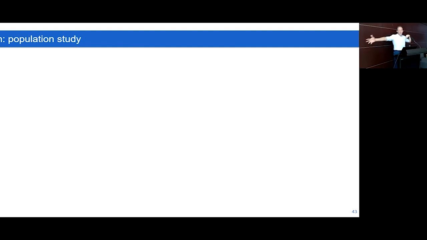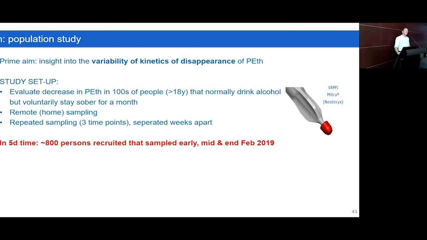So if you only would look at the result at a given point in time, you would say, oh, you're positive, so you have been drinking. And they would say, no, actually, I've been abstinent for 4 weeks. And then you can really prove that they have been abstinent. But obviously, you need to be aware of this decline. So that's why we set up a population study.